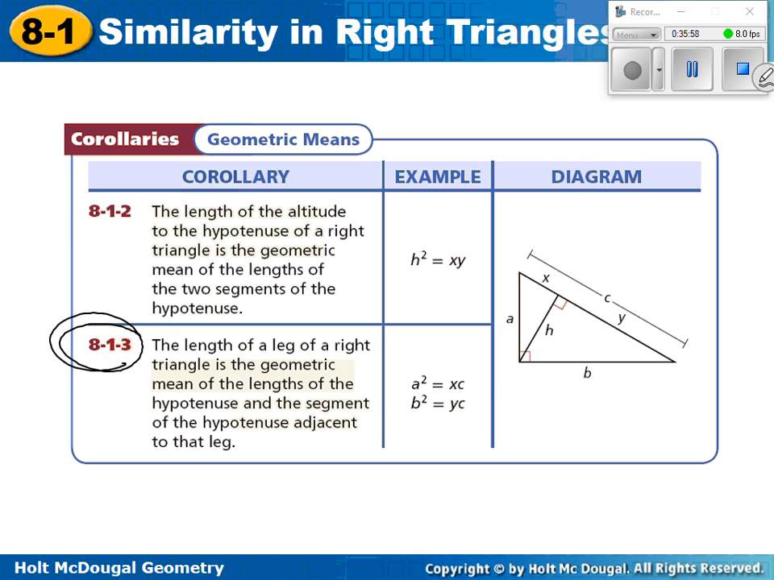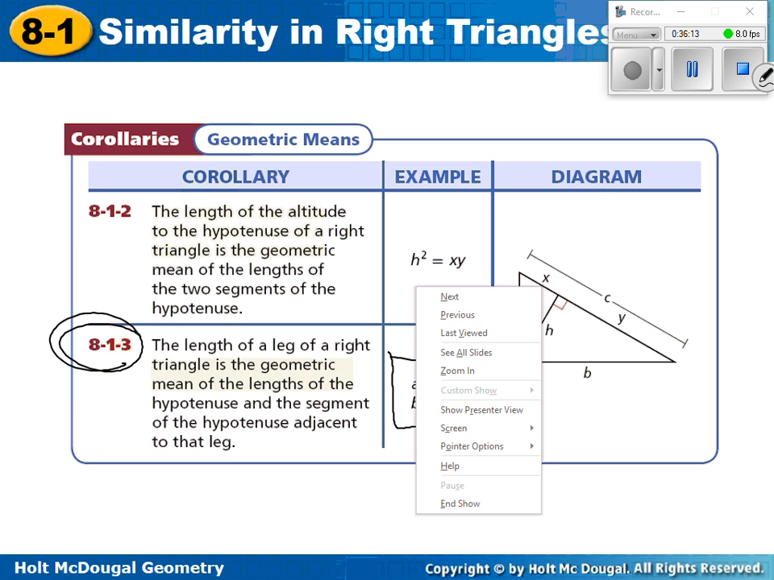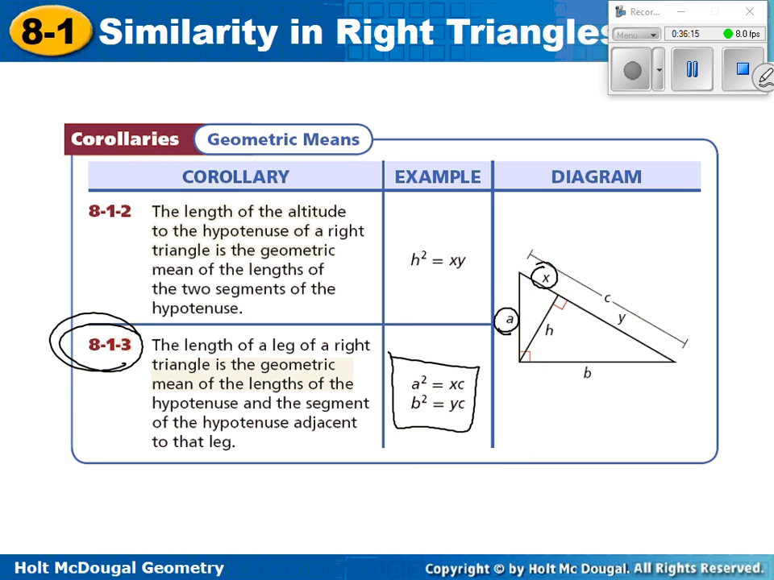They write it like this, with no words. And so you just have to look at that and figure out what is A, what's B, what's X, what's Y, what's C. A is a leg. X is part of the hypotenuse that's touching the leg. And C is the whole hypotenuse, which is what we just wrote down. Do you guys see that?